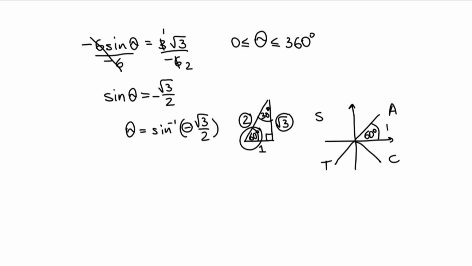So this will be our related acute angle that we will use to find the solutions to this equation, but this angle will not be one of our solutions. So then I will just translate this angle to this quadrant and to this quadrant. And then here I have a complete rotation of 360, and here I have half of a rotation.